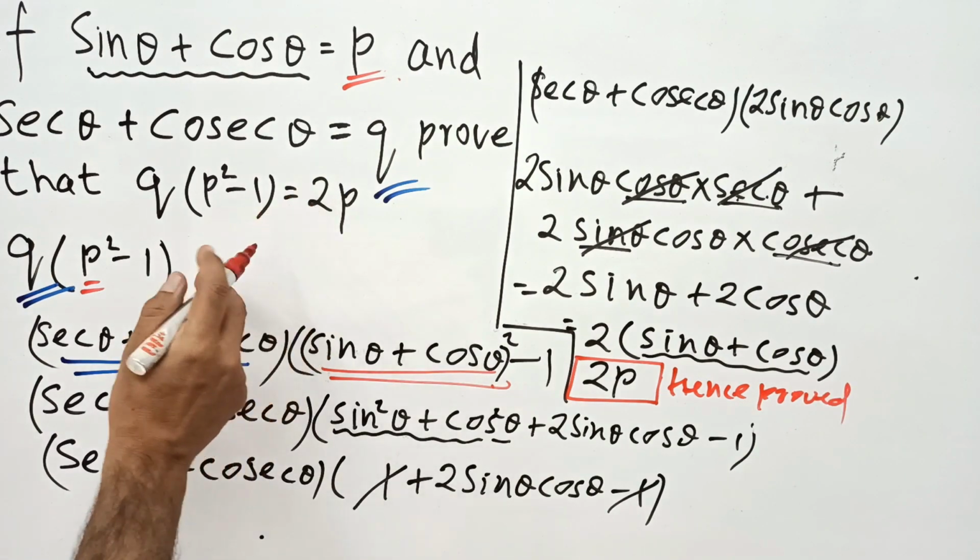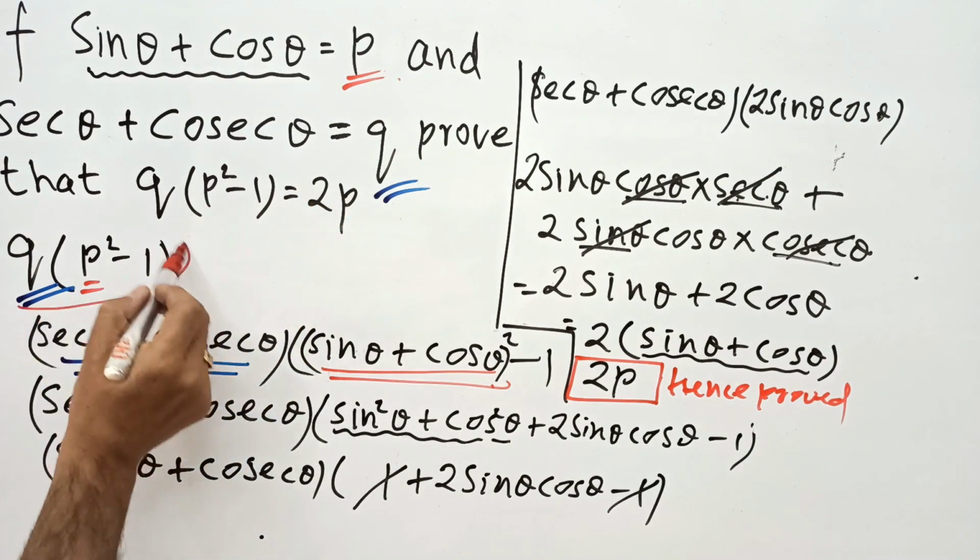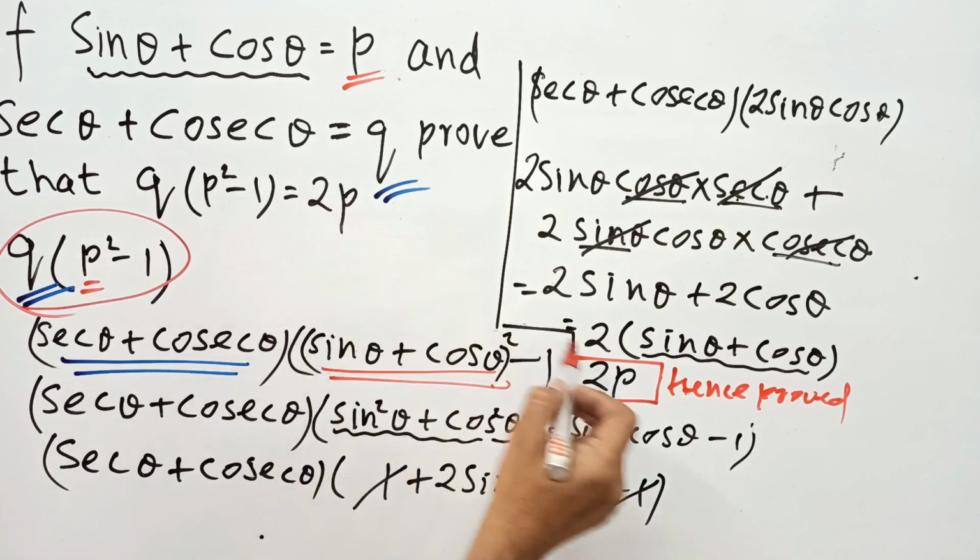So you can see at a glance, we started with the LHS and we proved the RHS, 2P.